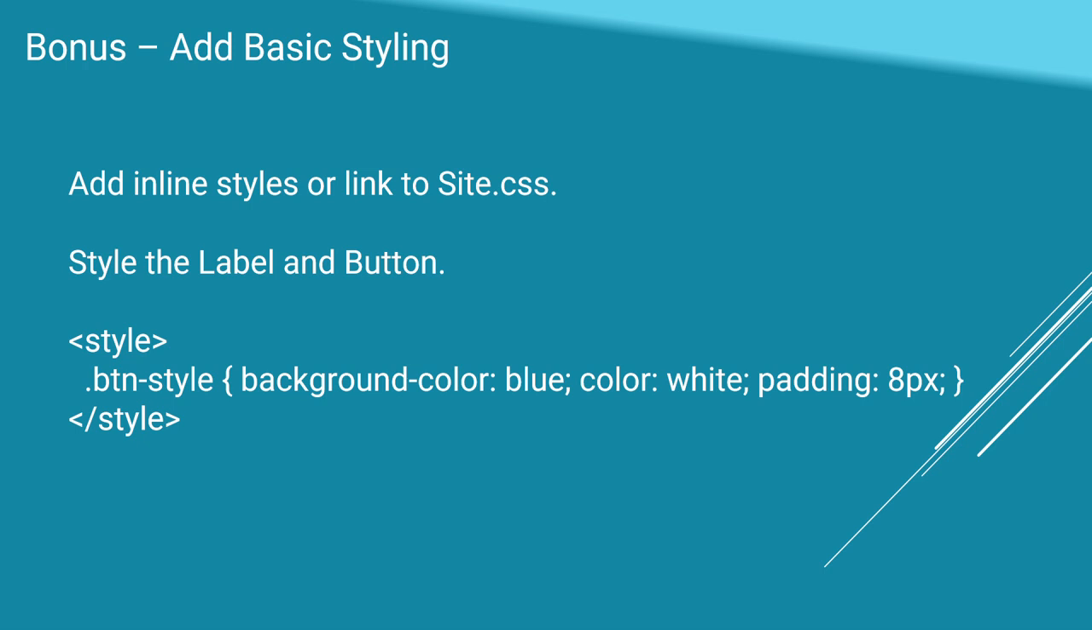For a better look, let us apply some styling. You can use inline CSS or include styles in site.css. For example, create a class called .button-style with a blue background and white text. Then, in your ASPX file, add CssClass equal to button-style to your button.